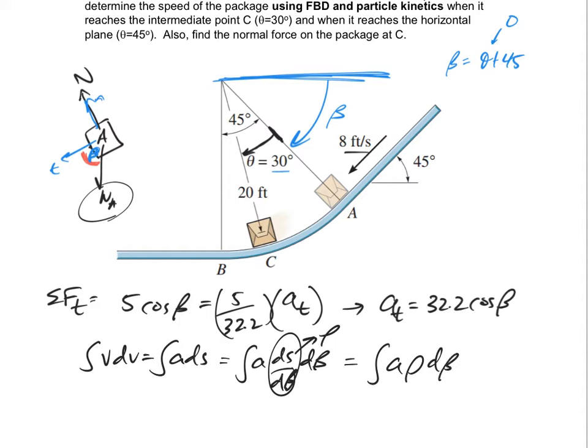just memorize that if you've got something in the normal tangential direction and you're trying to find the integral v dv equals integral a ds, you can change ds to this rho. You can change this ds to rho d, whatever angle this is here in your free body diagram. All right, so let's use that.